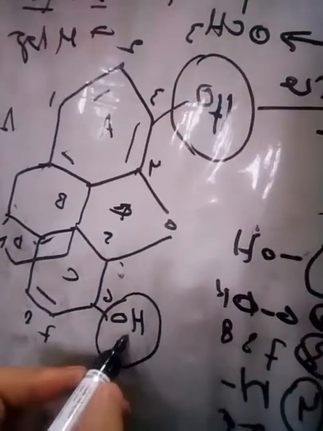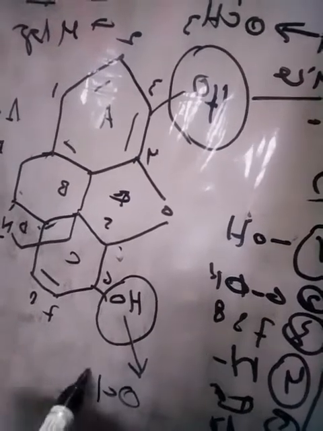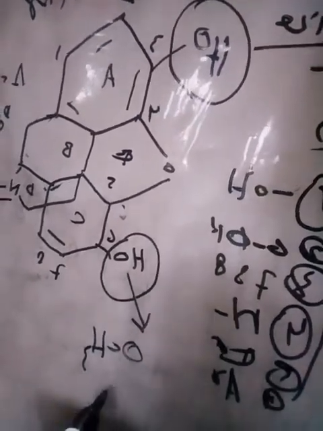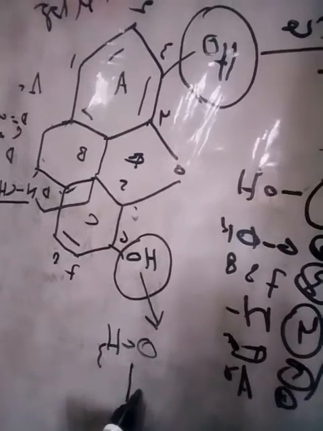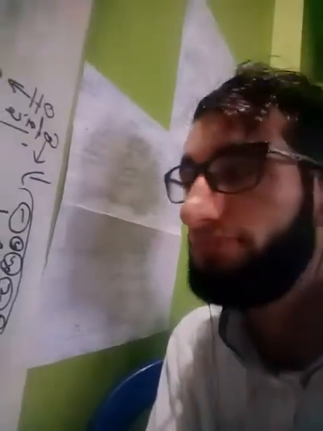So this was the first factor. Similarly, if this hydroxyl group is converted to OCH3, it will yield heterocodeine, and the activity is increased compared to morphine. This is what we are going to study.